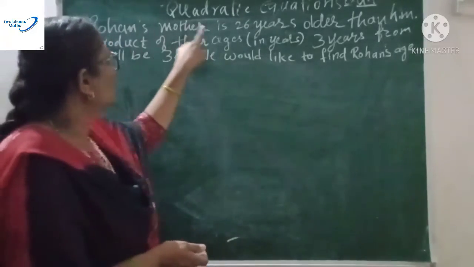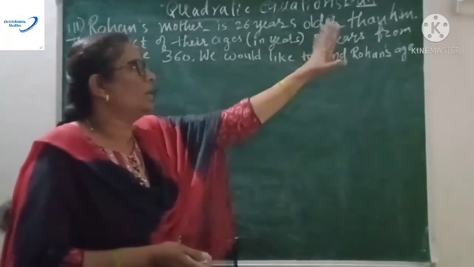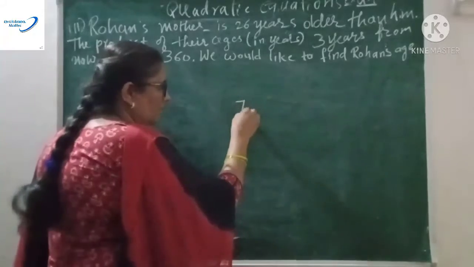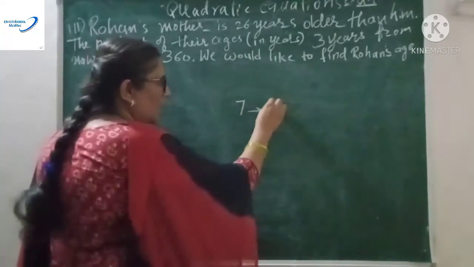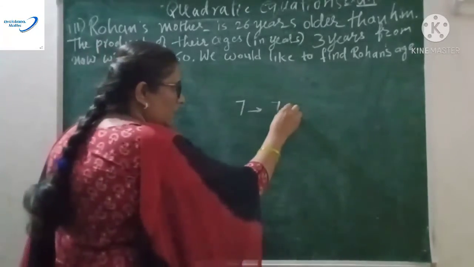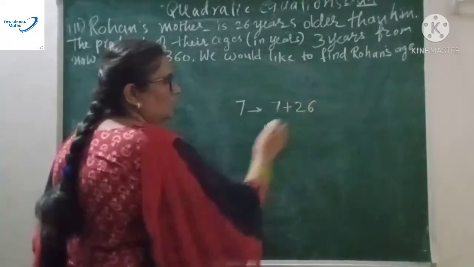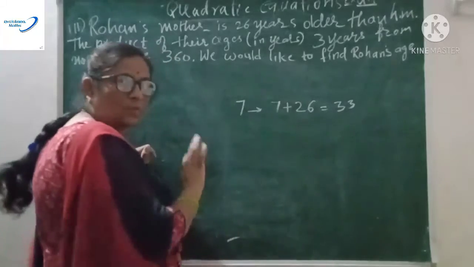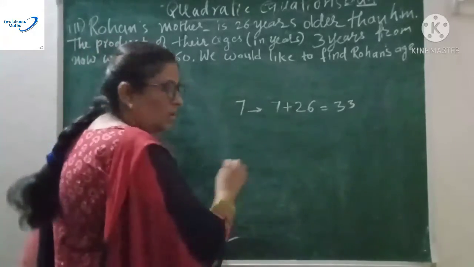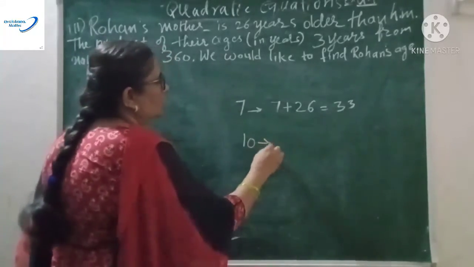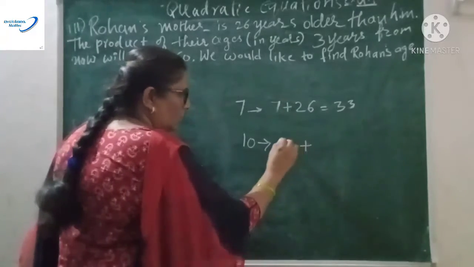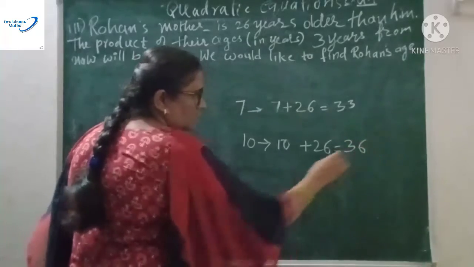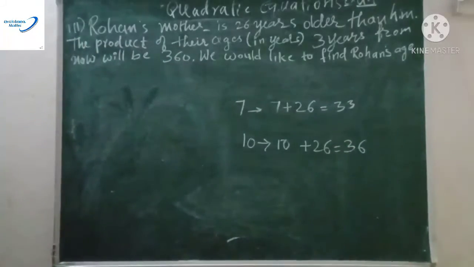Now listen. Rohan's mother is 26 years older than him. Very simple. Suppose the age of Rohan is 7. Mother's age will be, I will not go direct, his age plus 26. How much do you get? It is 33. If the present age of Rohan is 10, mother is 26 years older, to that Rohan's age add 26, he will get 36. Okay, madam. Okay. Now listen.